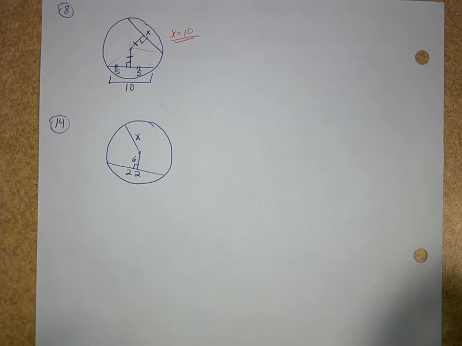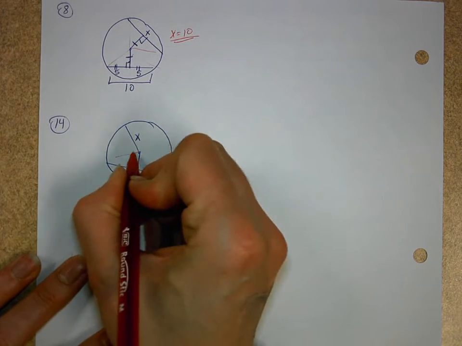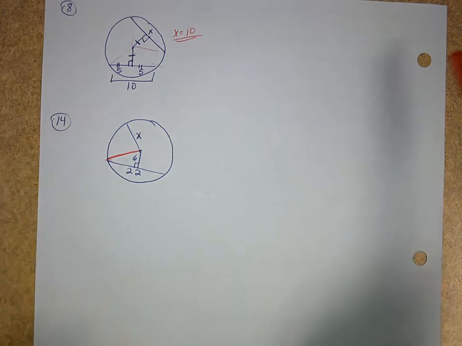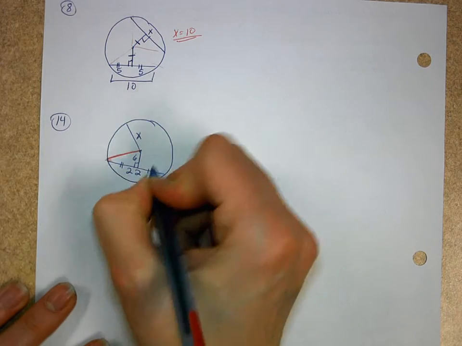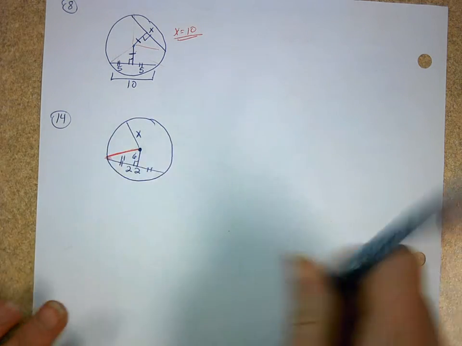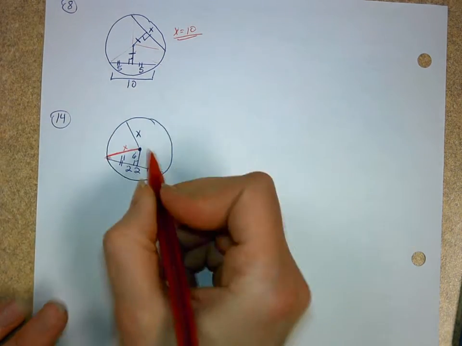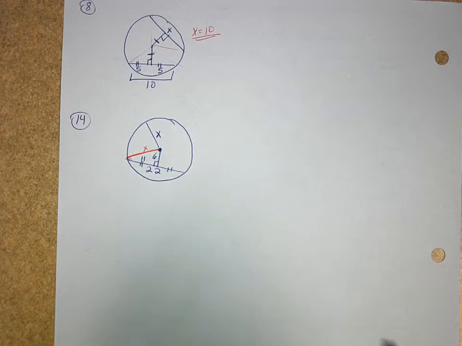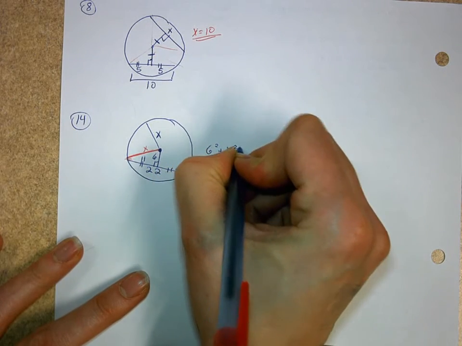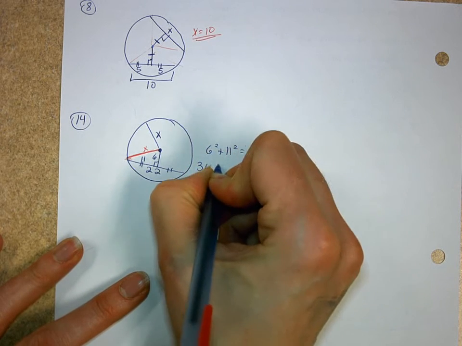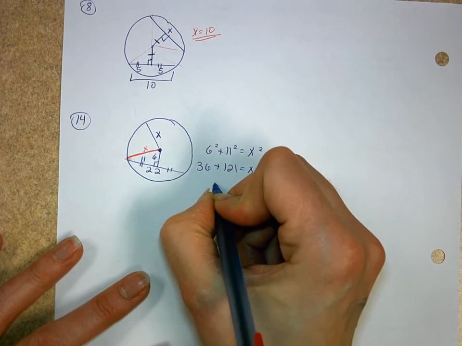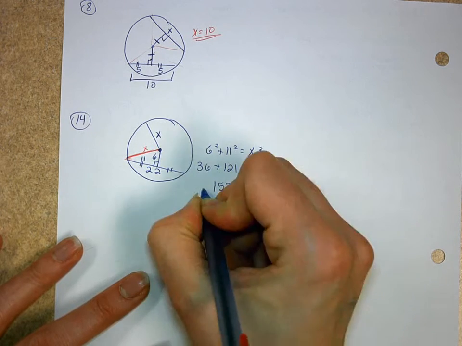Instead, what you do is you redraw the radius coming down to the end of your chord. So you form a right triangle. And you also use the fact that if I have a segment from the center that's perpendicular to a chord, it bisects it. So this is 11. Oh, look, I now have a right triangle, and if I know two sides of a right triangle and I'm looking for the third, I use the Pythagorean theorem. So I go 6 squared plus 11 squared equals x squared. So I get 36 plus 121 equals x squared. So I get here 157 equals x squared, and you take the square root of it.